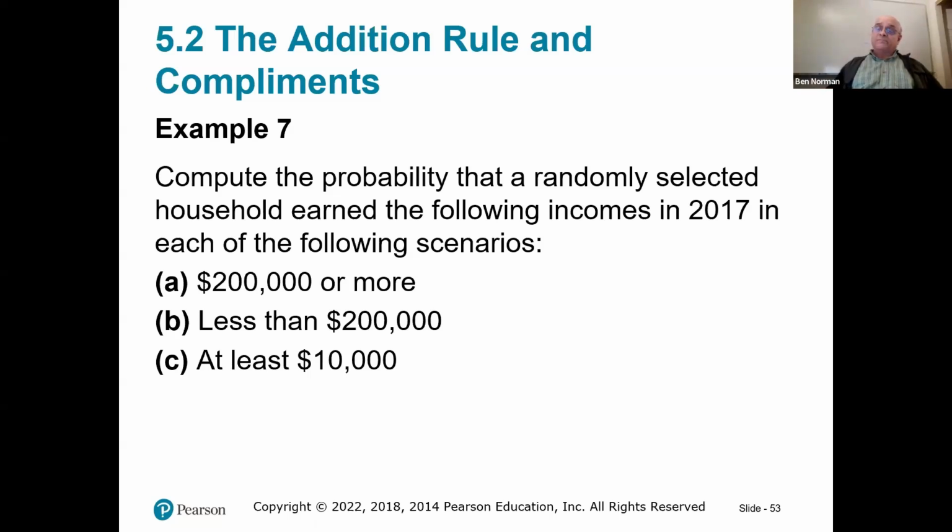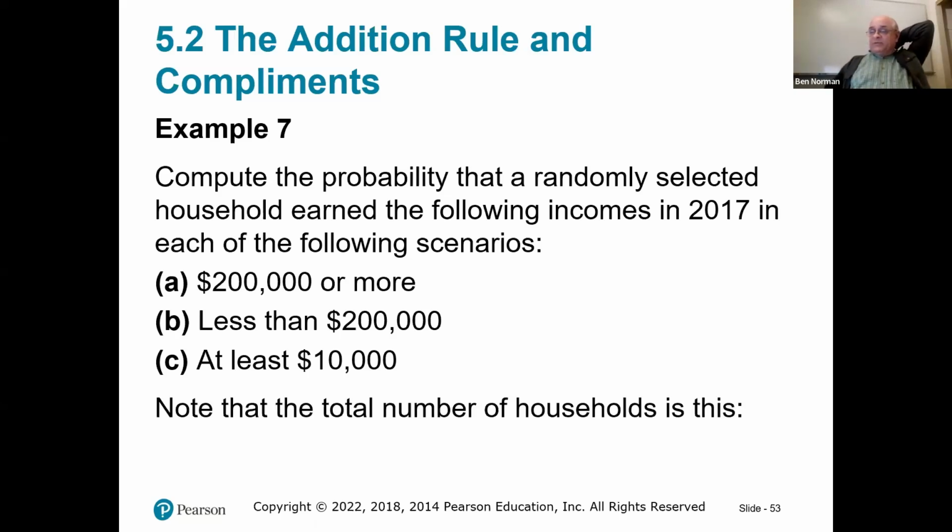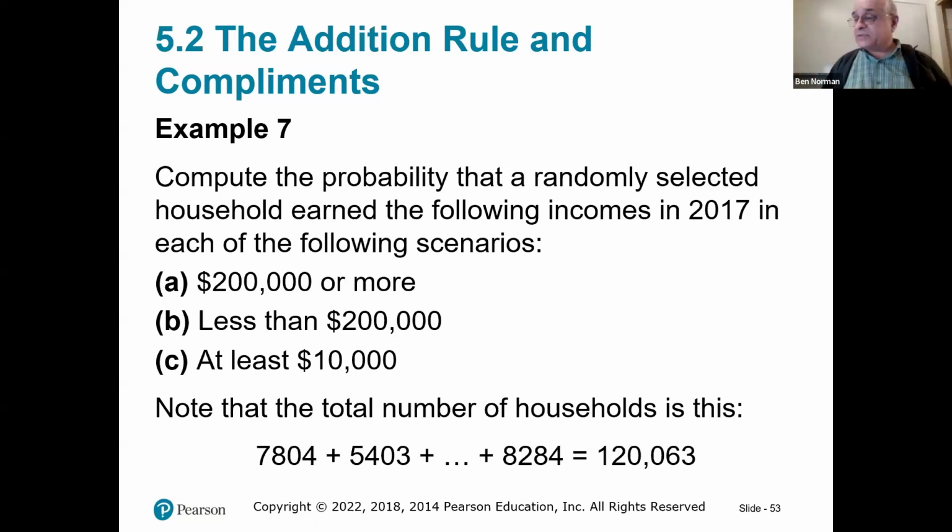A, 200,000 or more. B, less than 200,000. And C, at least 10,000. Now, for this, note that the total number of households is the sum of each of those items. We get 120,063. We'll need that for our calculations.